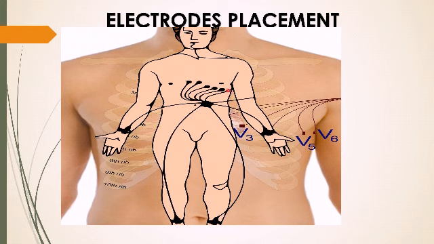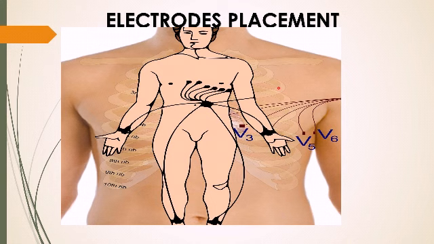Then C6, you place it at the same level as C5 and C4, but at the mid axillary line, just at the mid row of the axilla. Here it was the anterior, here it is the posterior. So it is at the mid axillary line, or the middle of the armpit or axilla. So that is the position where you place the electrodes.